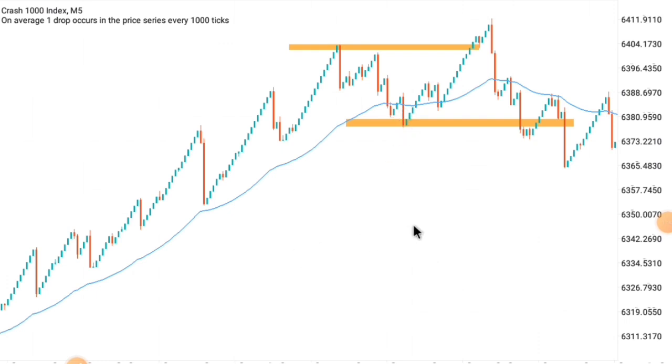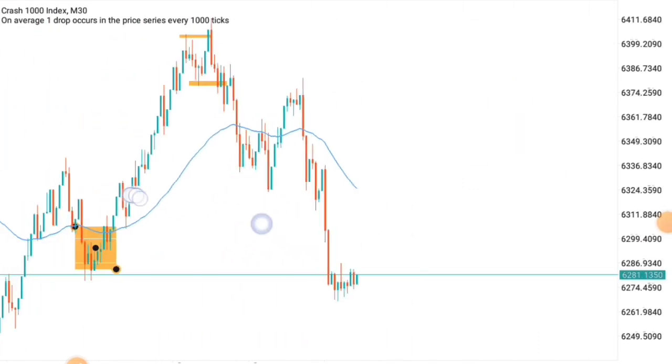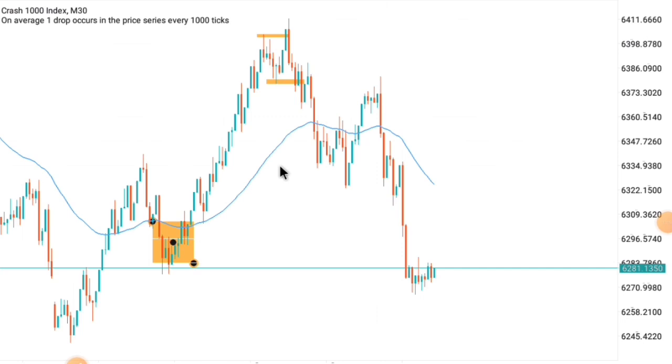Now let me show you. Let's go back to the M30 and let me show you the last one. Now guys, this works for boom and crash. All the boom and crash, it works for all of them.